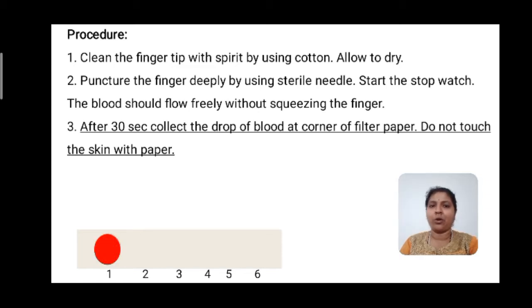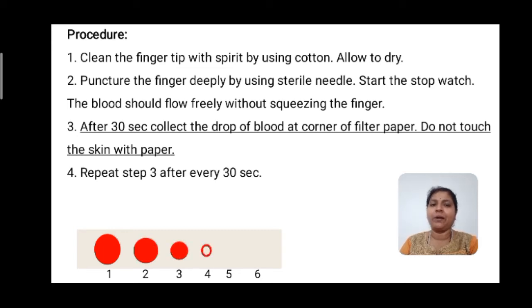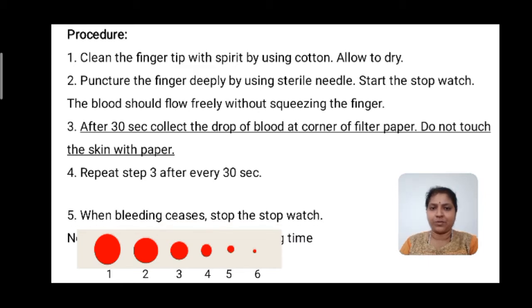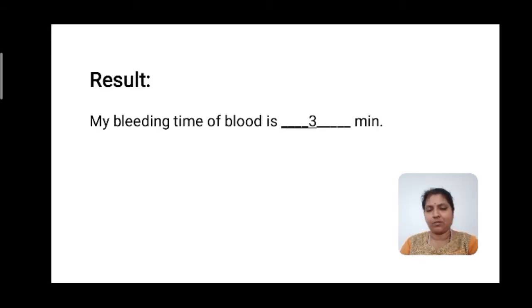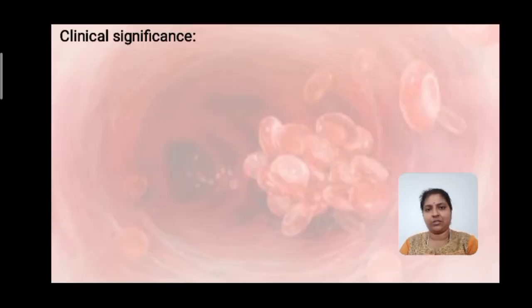You will get the blood drop. Repeat the step after every 30 seconds. Then you will get the filter paper with your blood drops. Now, when the bleeding ceases, stop the stopwatch. Note the time and that time is the bleeding time. For example, my bleeding time is 3 minutes.